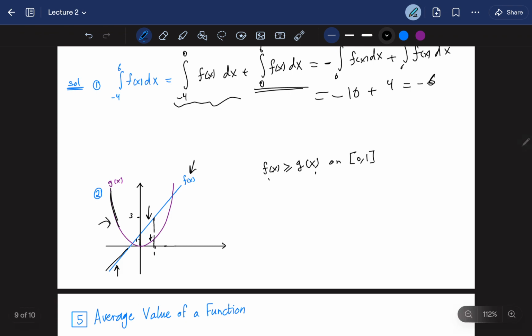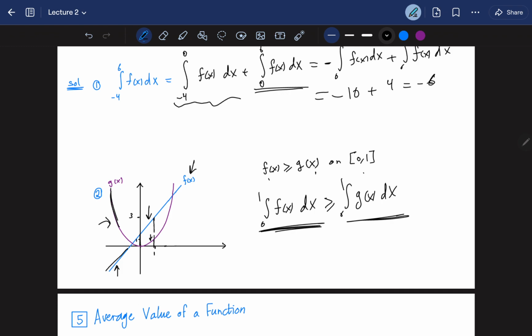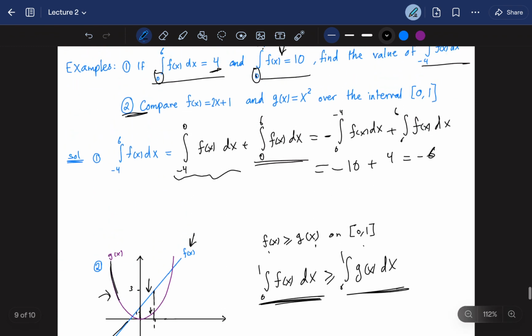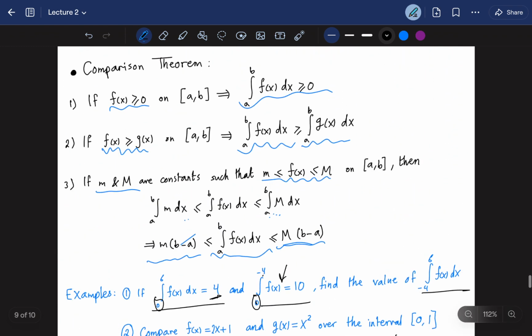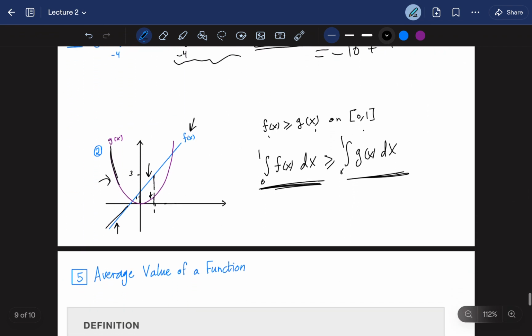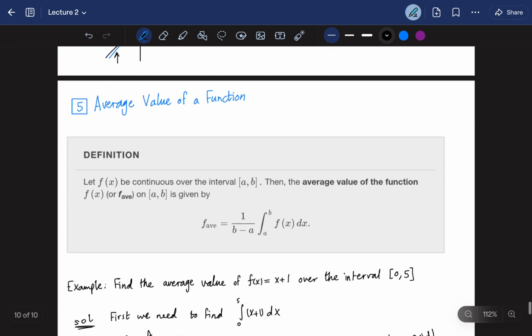Okay, so now since f is bigger than g on 0 to 1, I can also state that the integral from 0 to 1 of f of x is bigger than the integral from 0 to 1 of g of x, which means that the area under the curve of f is bigger than the area under the curve of g on the interval from 0 to 1. So yeah, these are comparisons that could be helpful in solutions in future videos and sections.